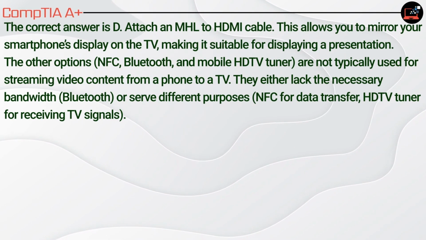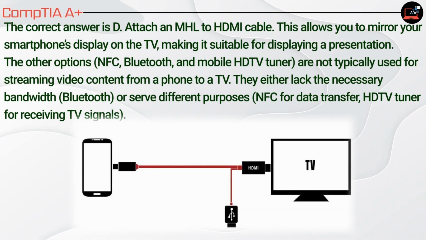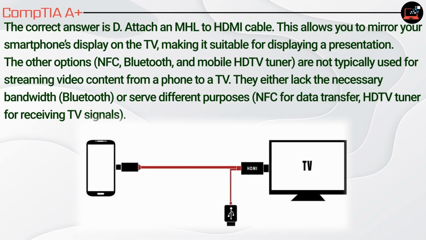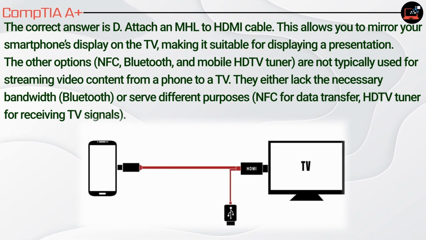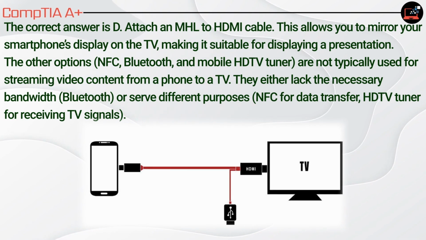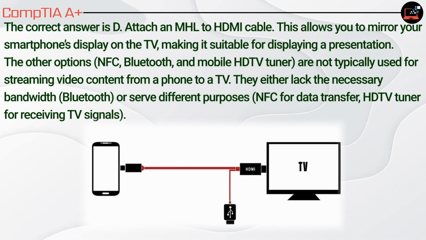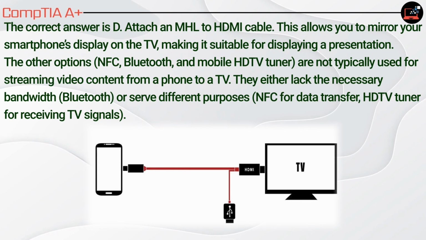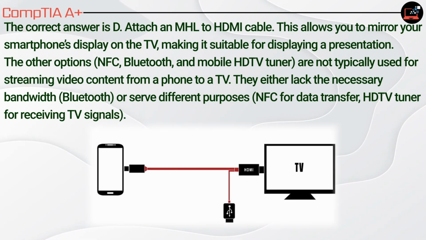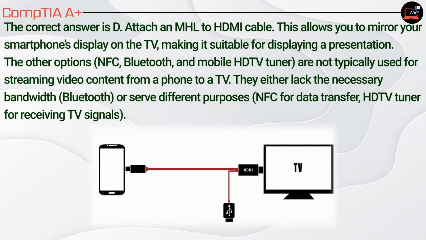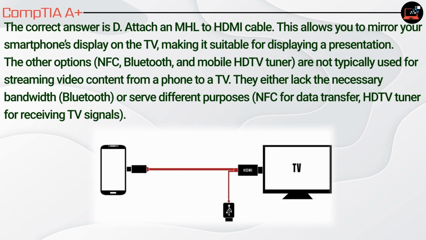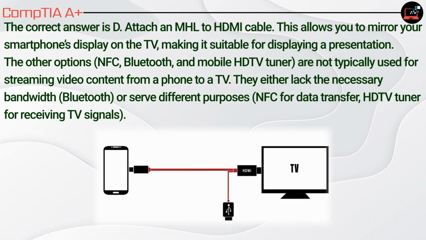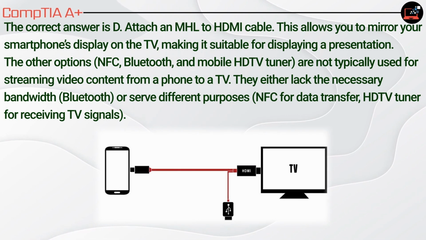The correct answer is D. Attach an MHL to HDMI cable. This allows you to mirror your smartphone's display on the TV, making it suitable for displaying a presentation. The other options, NFC, Bluetooth, and mobile HDTV tuner, are not typically used for streaming video content from a phone to a TV. They either lack the necessary bandwidth, Bluetooth, or serve different purposes, NFC for data transfer, HDTV tuner for receiving TV signals.